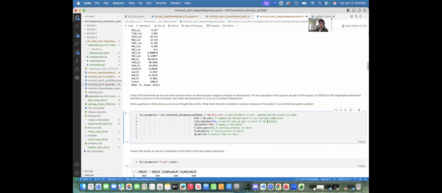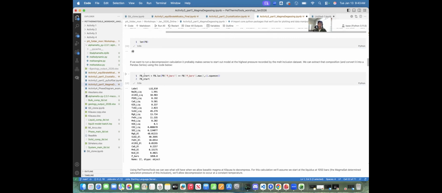They're actually almost identical functions. It's just what information we're sending there that changes slightly. So in here, we could see very similar things. We have our model. Once again, we're doing decompression for a system that contains water and CO2, so we should use the MELTS 1.2.0 model. This is the more recent rhyolite-MELTS with the mixed solubility model.